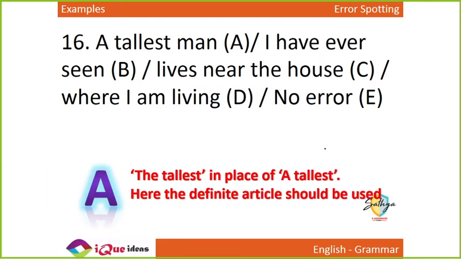A tallest man, no. A is when it's an indefinite article. When you don't know, then you say a. A boy came to visit me. I don't know who the boy is. Then I would say a boy came to visit me. But if I know specifically whom I'm referring to, then I can say the intelligent boy came to visit me. So when you know something specific, we use the definitive article the. So in this case, tallest man, you definitely know he's the tallest man. So the tallest man I have ever seen lives near the house where I am living.